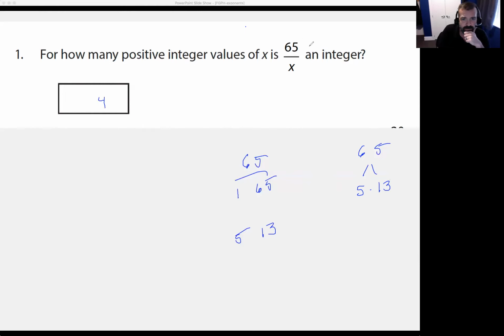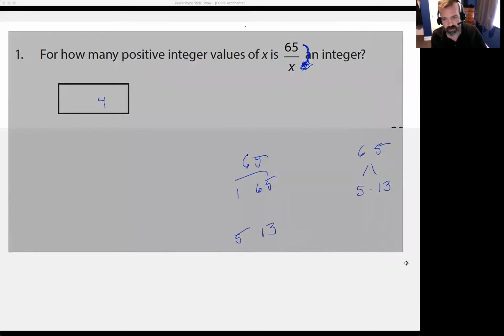Why? Well, because 65 over 1 is an integer. 65 over 65 is an integer. 65 over 5 is an integer. 65 over 13 is an integer. All right, so there we go. Same question, same concept, different language. That's all.